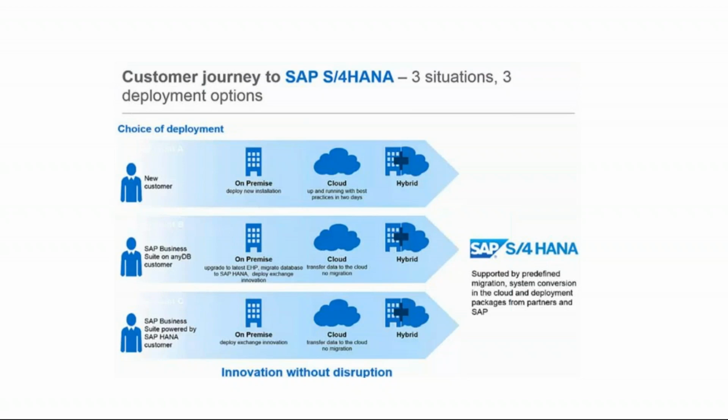SAP has given a deadline that for all its customers, by 2025 everyone should be on the HANA database. That means they will not support Oracle database after 2025. They have to be on the HANA database. It is not mandated that you have to migrate to S4 HANA and do the data migration. You have to migrate the database to HANA. So SAP Business Suite on any DB customer, if you are on any database, first you have to migrate to the HANA database and then migrate to the cloud and use it.